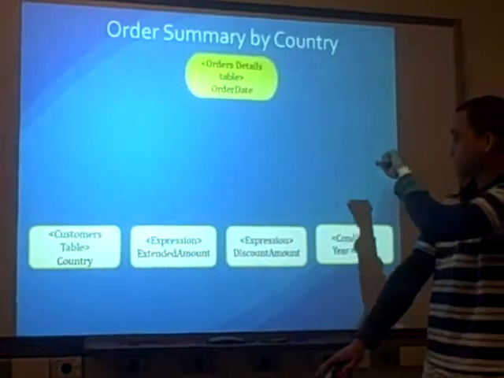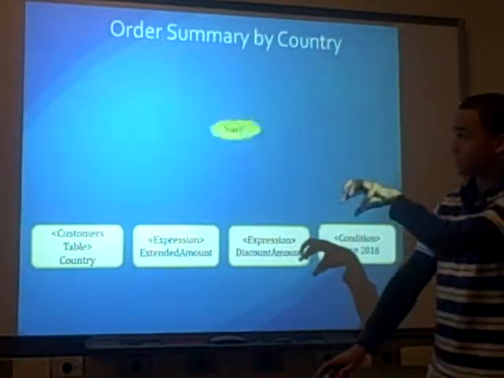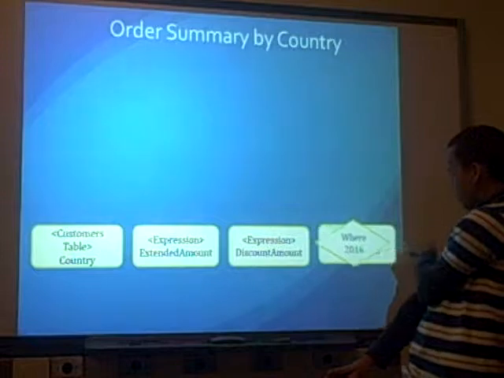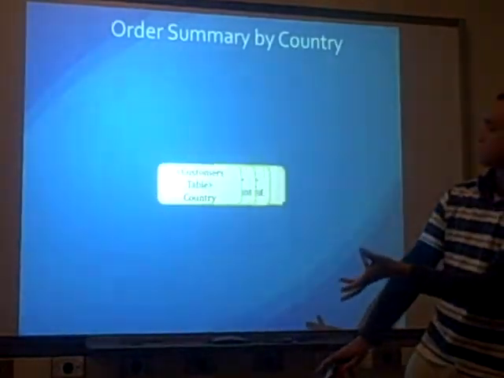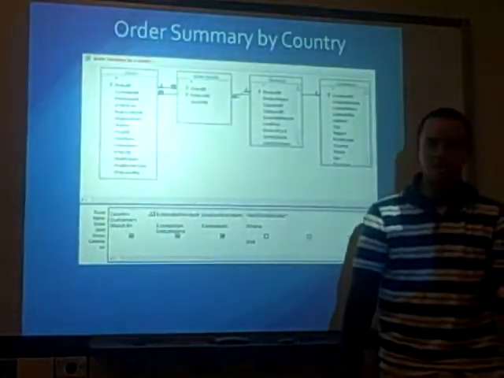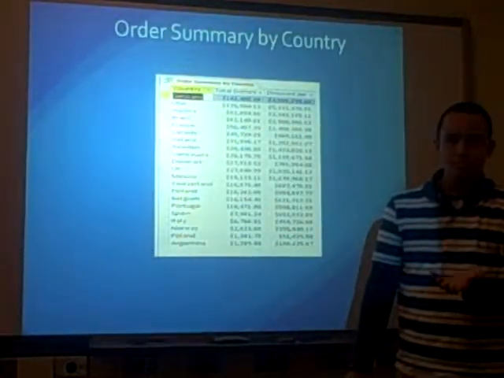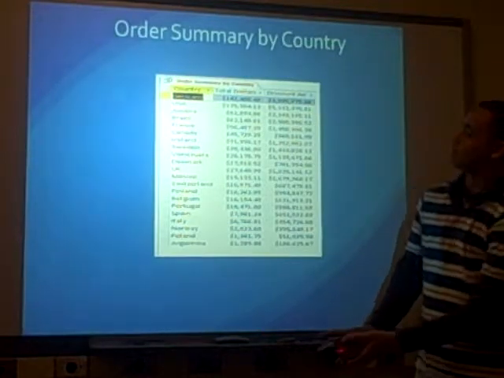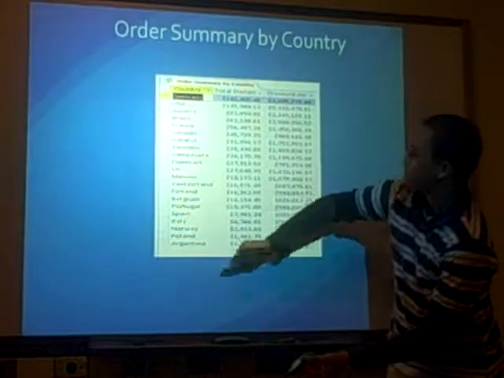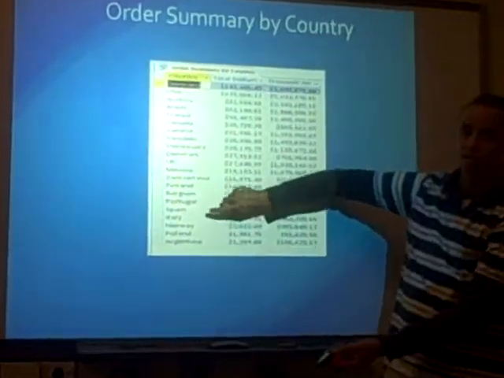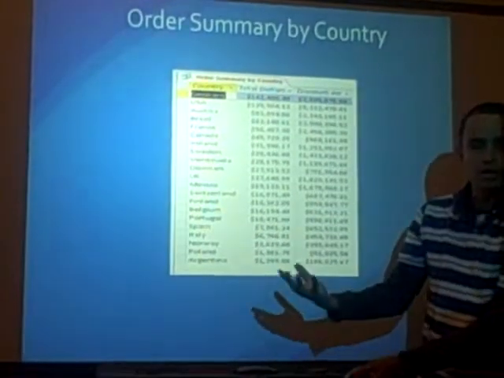Then order date, the same process. Take order date, convert into year. Then the condition where it has to be 2016. We took everything, the query in the design view, and we run the query. We run the query and we have the results. As you may see, there is no country repeated. That's what the group by function or option does.